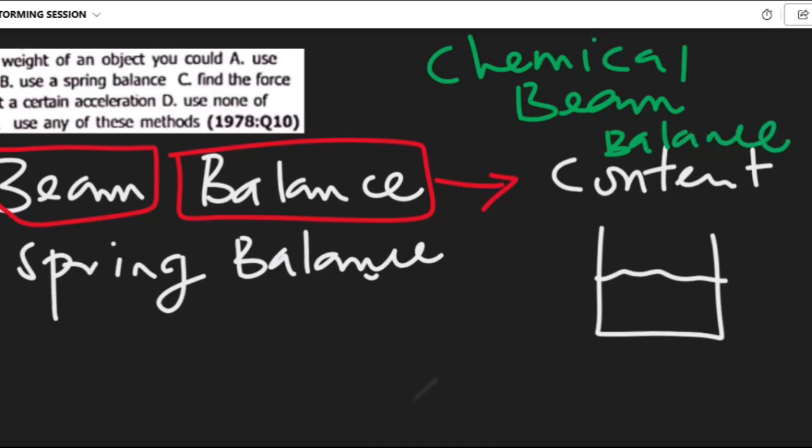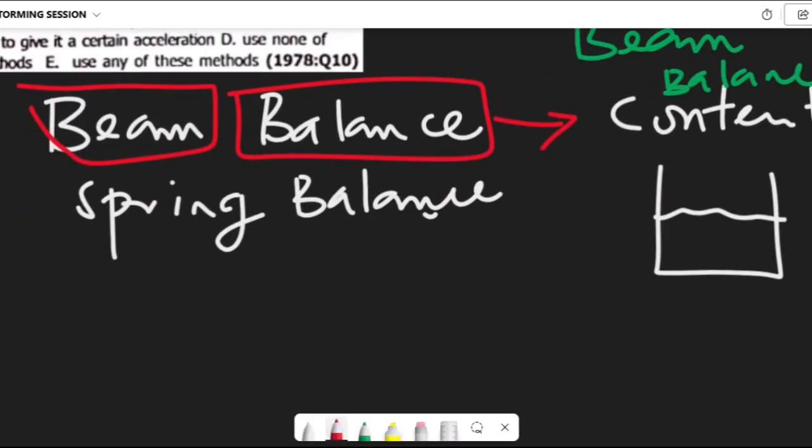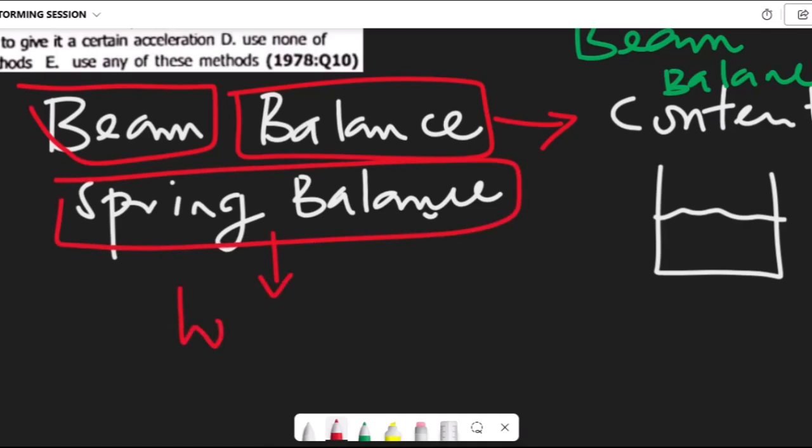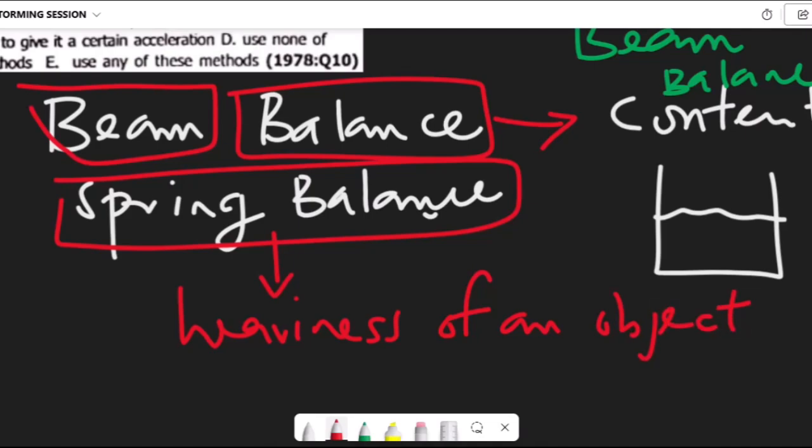Now let's move on to the next one. The next one is our spring balance. The spring balance is only used to measure the heaviness of an object. It means how heavy an object could be. Are you seeing that? So that's just it.